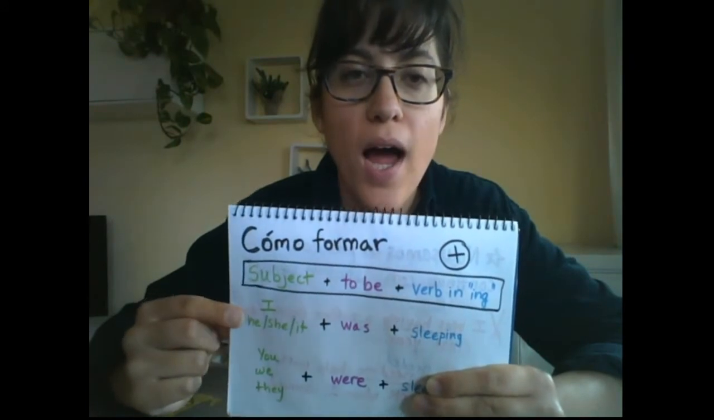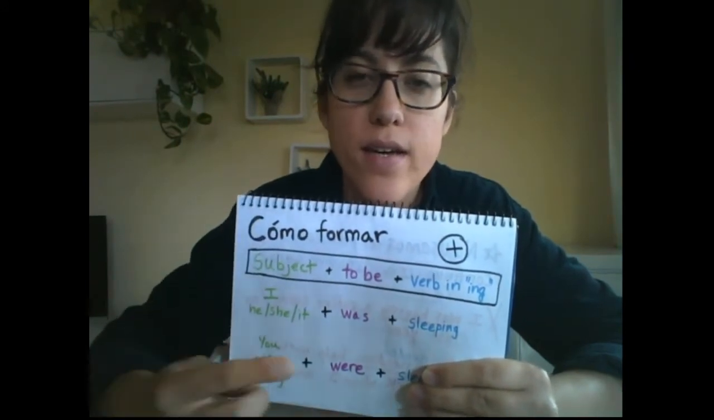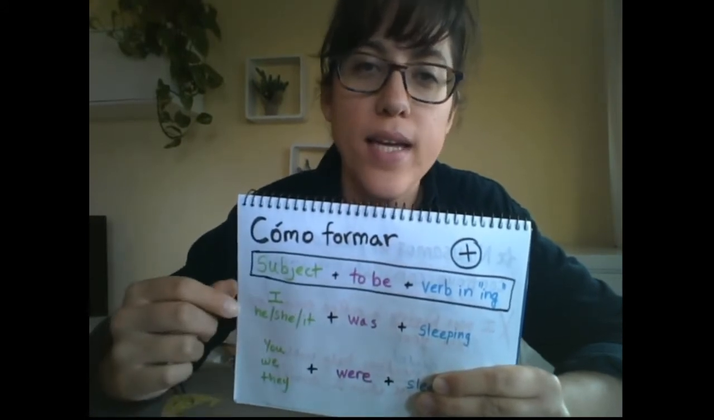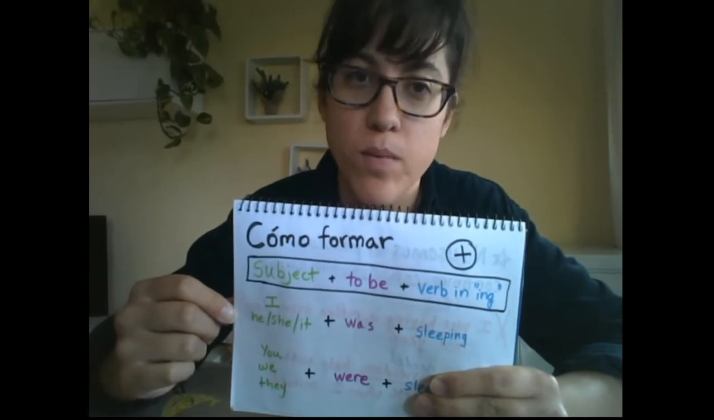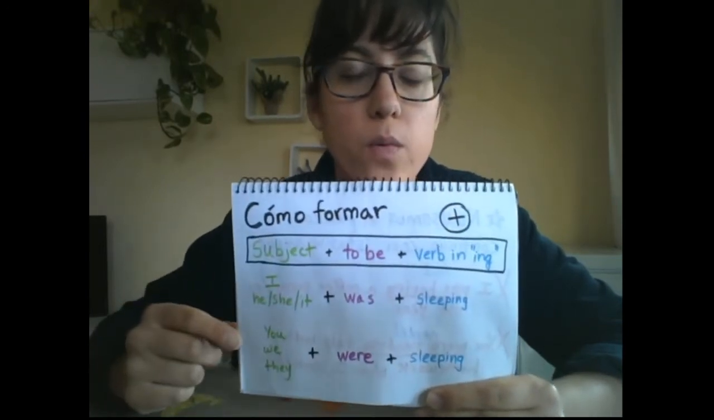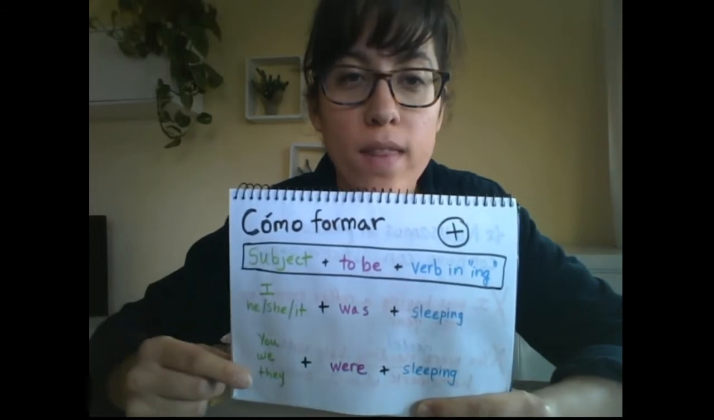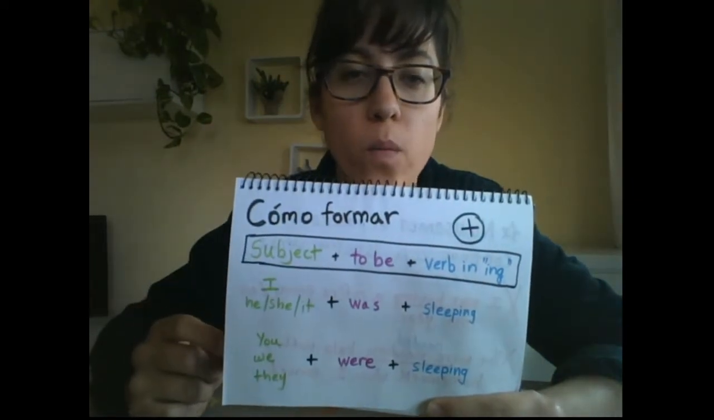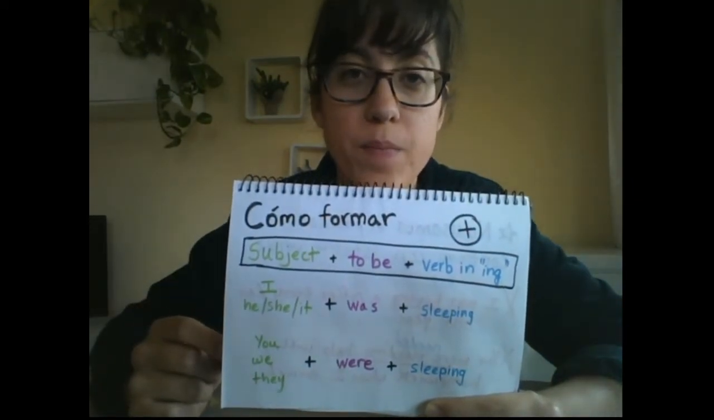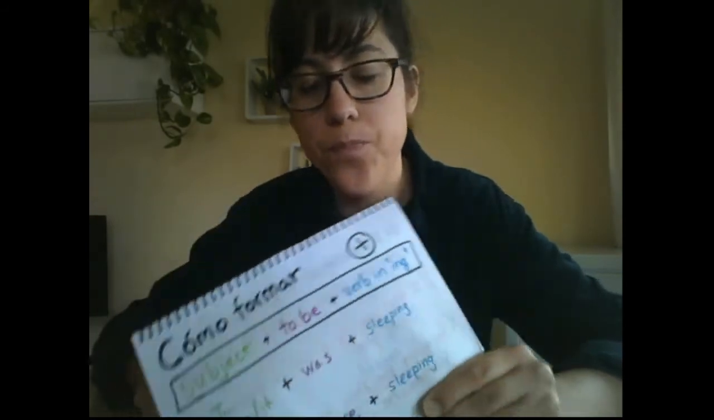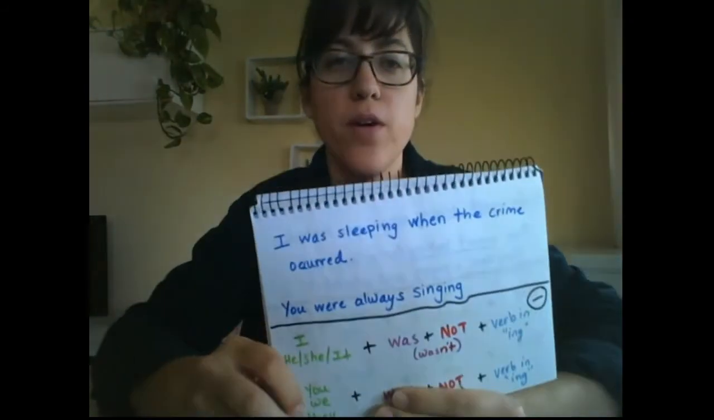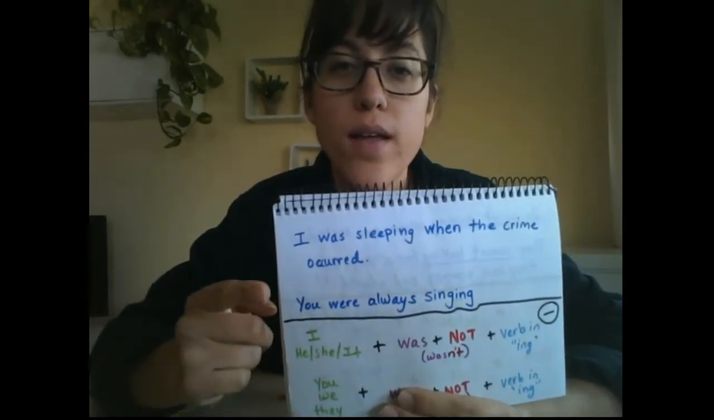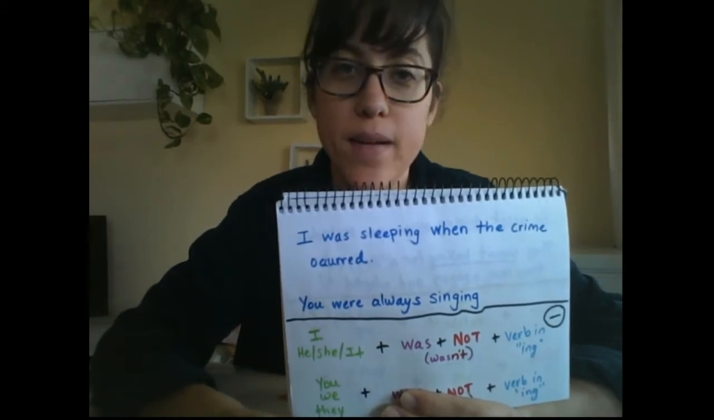If you use I, she, he, or it, to be is conjugated as was. I was sleeping, he was sleeping, she was sleeping, it was sleeping. If we're using you, we, or they, to be is were. You were sleeping, we were sleeping, they were sleeping. Okay? Okay, now, algunos ejemplos. I was sleeping when the crime occurred. Or, you were always singing.